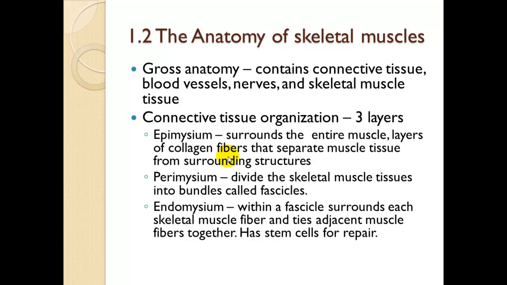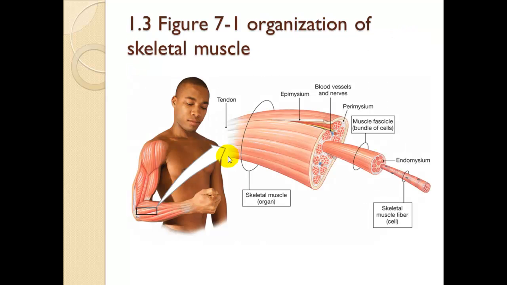And then there's the endomysium. Within a fascicle, it surrounds each skeletal muscle fiber and ties adjacent muscle fibers together. It has stem cells for repair, and this only occurs in some muscle cells. The heart does not have stem cells or the ability to repair itself.